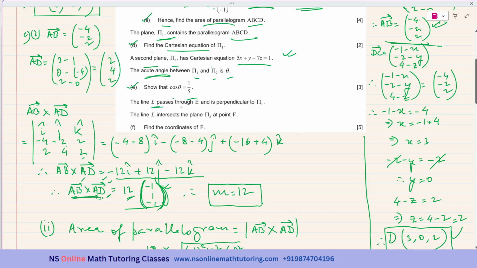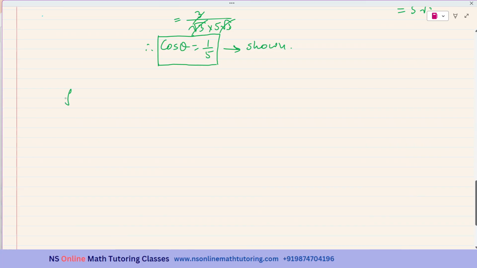Line L passes through E and is perpendicular to plane pi 1. The line L intersects the plane pi 2 at point F. The subpart's question is to find the coordinates of the point F. It is carrying 5 marks. Now, I am very bad at drawing these things. I'm trying.